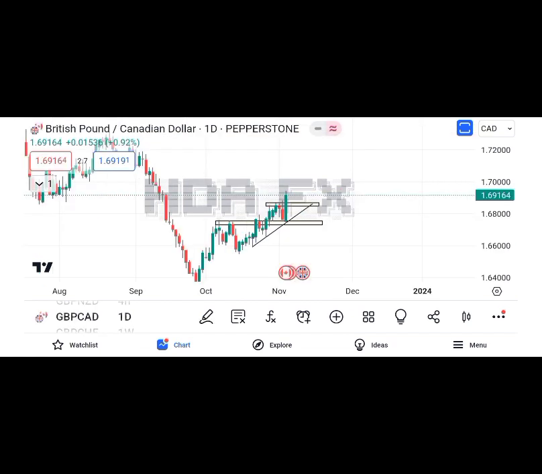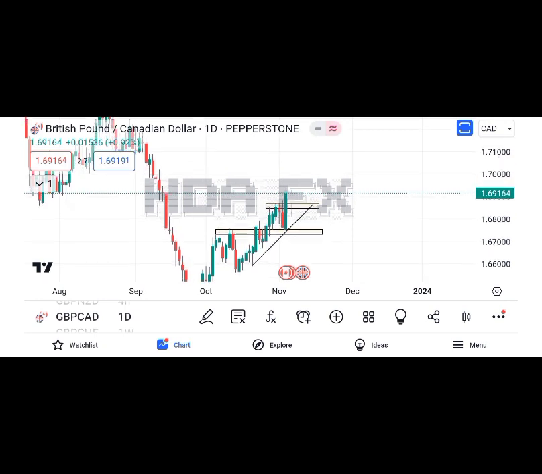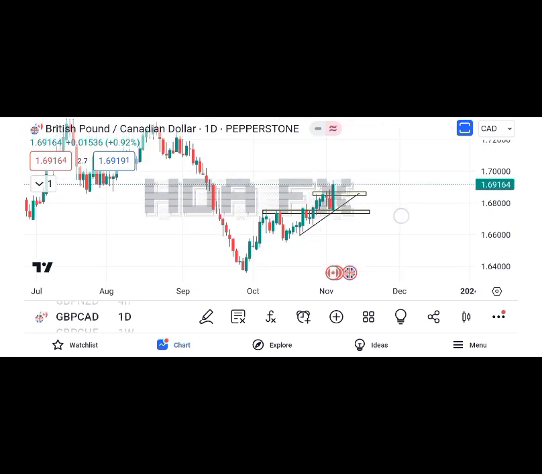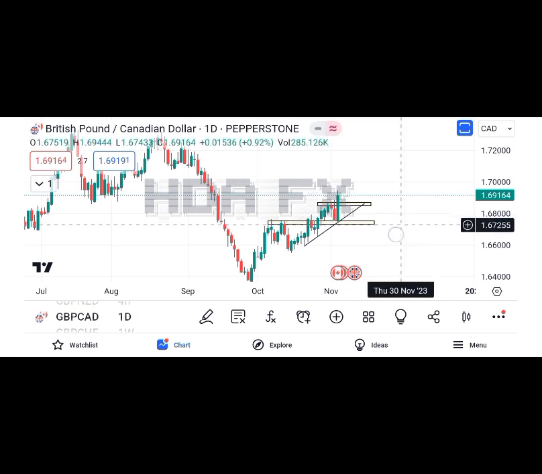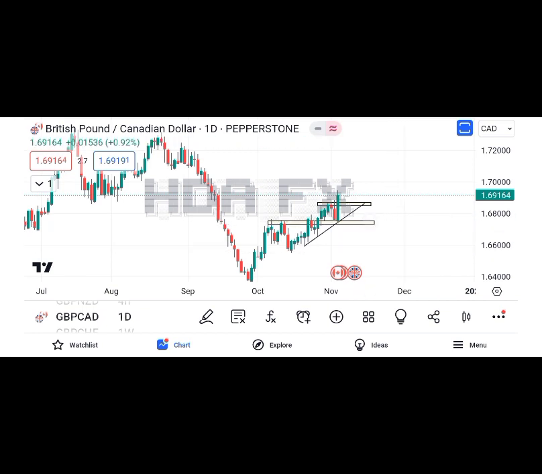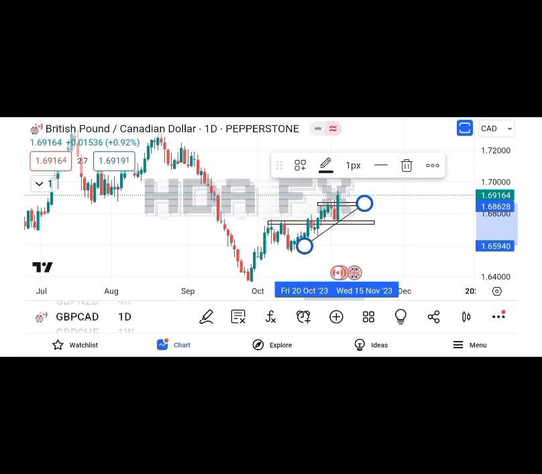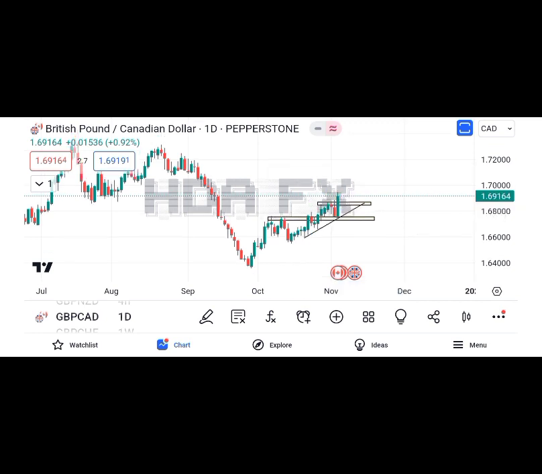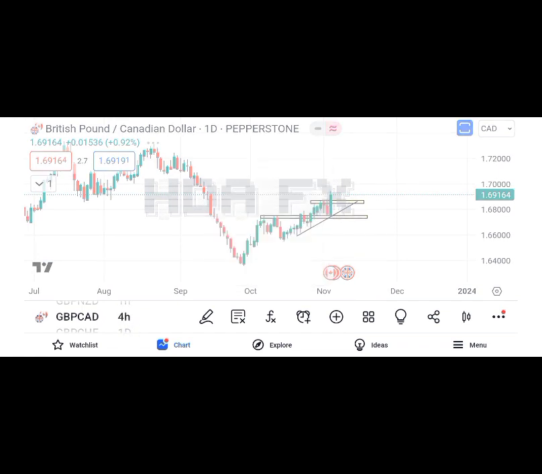So our last pair we'll be looking at is GBPCAD. And on GBPCAD, we can see that price is bullish, and we're able to spot this zone here, and this zone here, and this trend line here, and this particular zone here on GBPCAD. So moving down to the 4-hour time frame also, let's see what we have there.